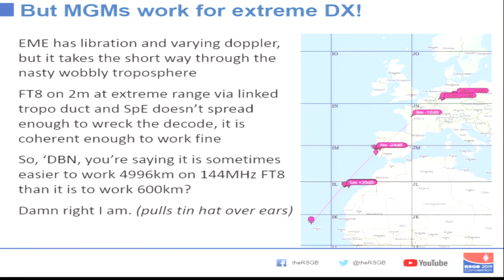Yeah, OK, people will say, yes, but people can work 4,996 kilometers on 2 meters without too much trouble at all. Well, yeah, because they're using a mode that's not got all that randomness in it. They're using a bit of tropo at one end, pure ducting, and was it sporadic at the other end? So, you know, absolutely the sexiest thing around is linked modes, but it's actually not that hard at extreme range. It's the medium ranges that get tough.